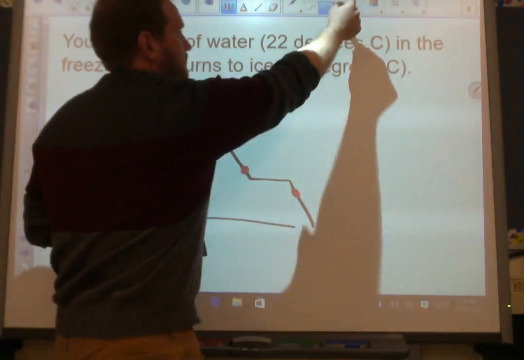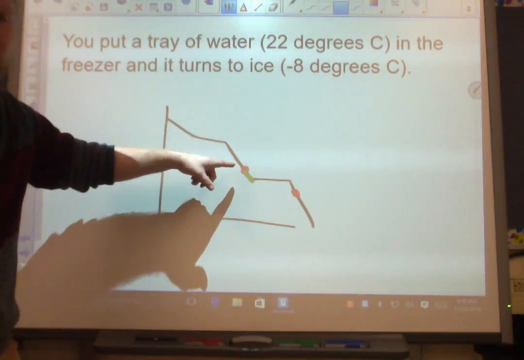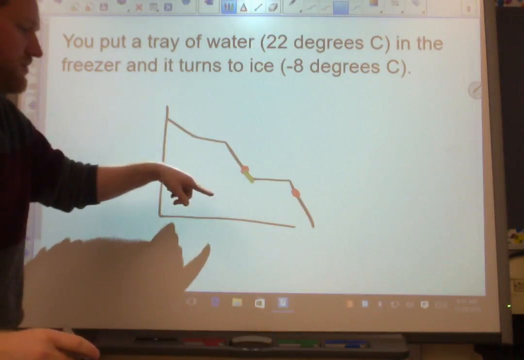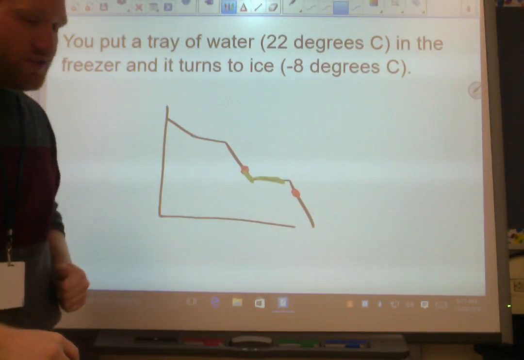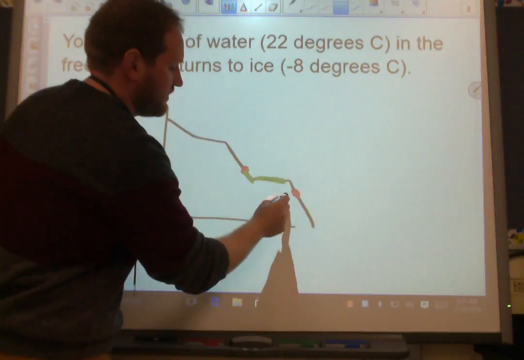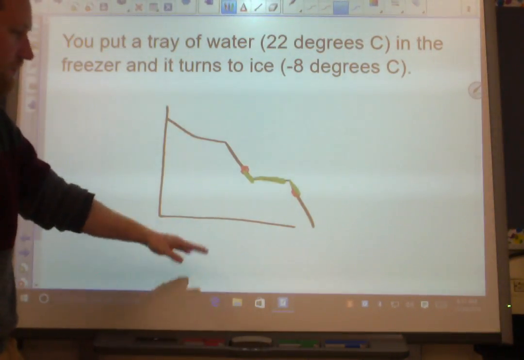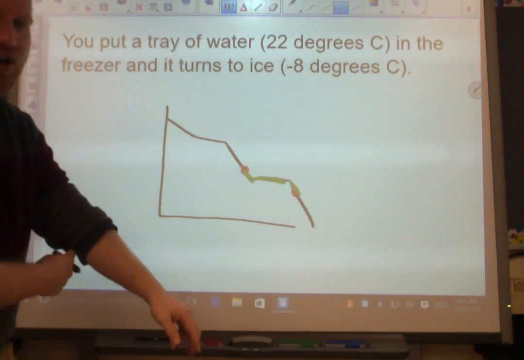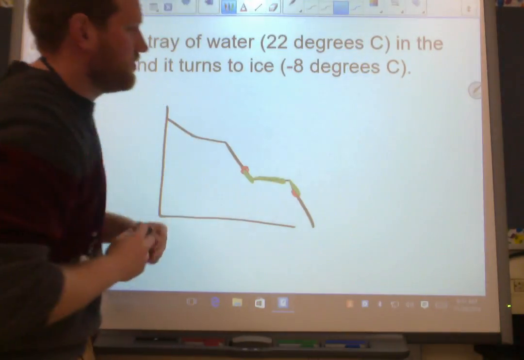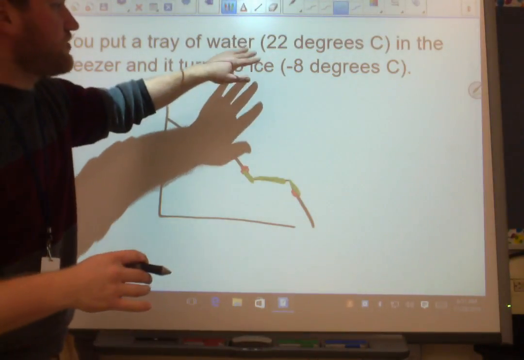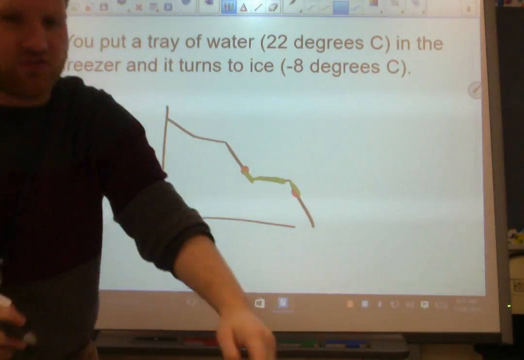So if you look at this, it's really dealing with 3 parts of the graph. In the first part here, you have the 22 degrees Celsius water cooling down to 0. Then you have the 0 degrees Celsius liquid freezing into solid, and the temperature is going to stay at 0. And then finally, you have that 0 degrees Celsius solid cooling down to -8. Notice that this is going to be a 3-step process. It's cooling down from 22, then it's freezing, then it's going to turn to -8. So it's not like it can just start freezing along the way. It has to go down to 0, then freeze, then drop down to -8.